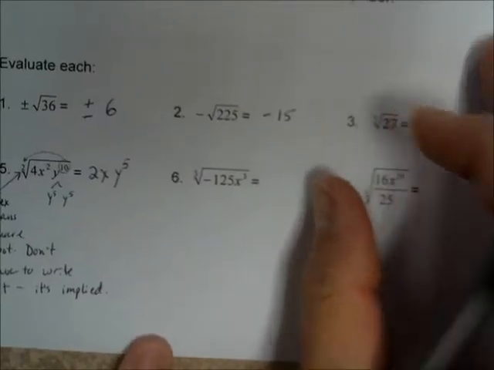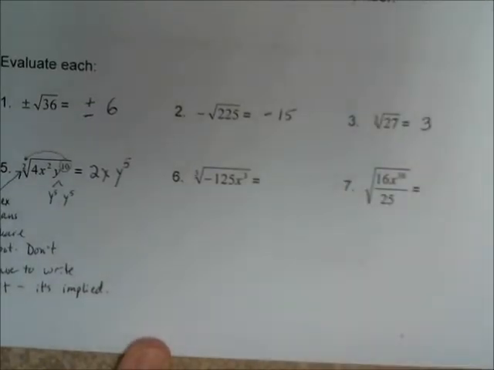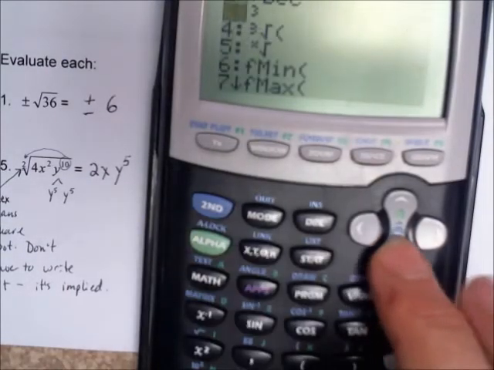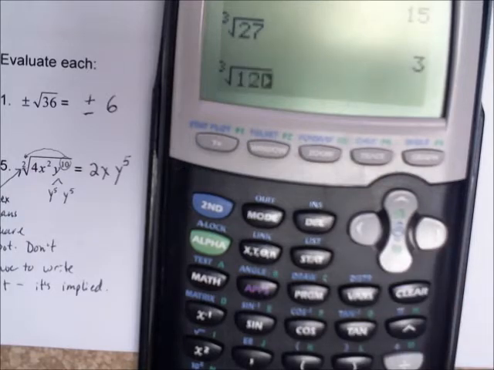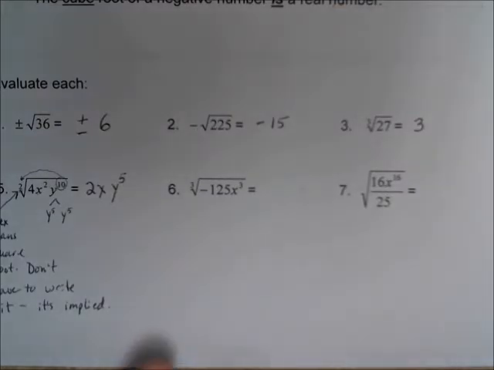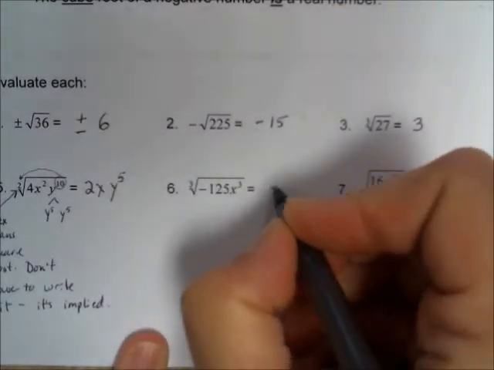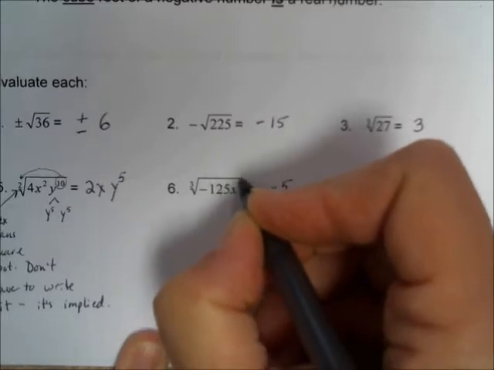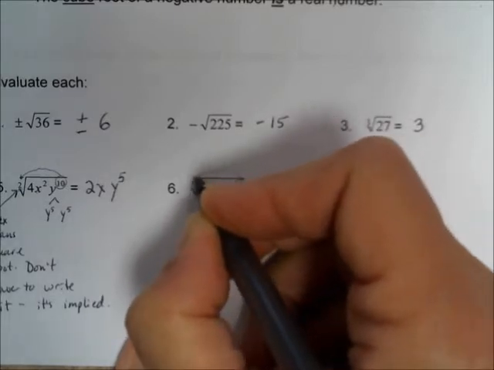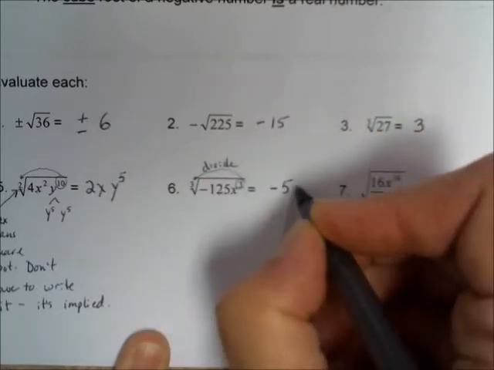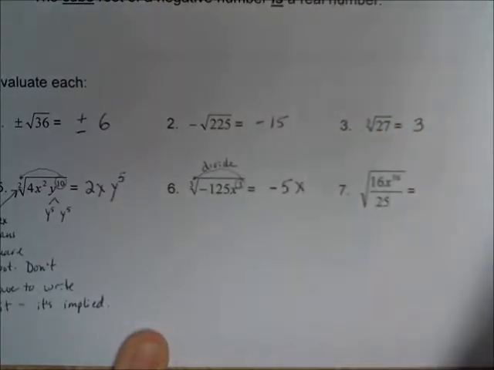In number 6, the cubed root of 125. Have we done that one already? I don't think we have. So let's do math, the cubed root of 125, and that would be equal to 5. So the cubed root of negative 125 is negative 5. And the cubed root of x cubed, well, you can take that 3 and divide it by 3. 3 divided by 3 is 1, so this is negative 5x.